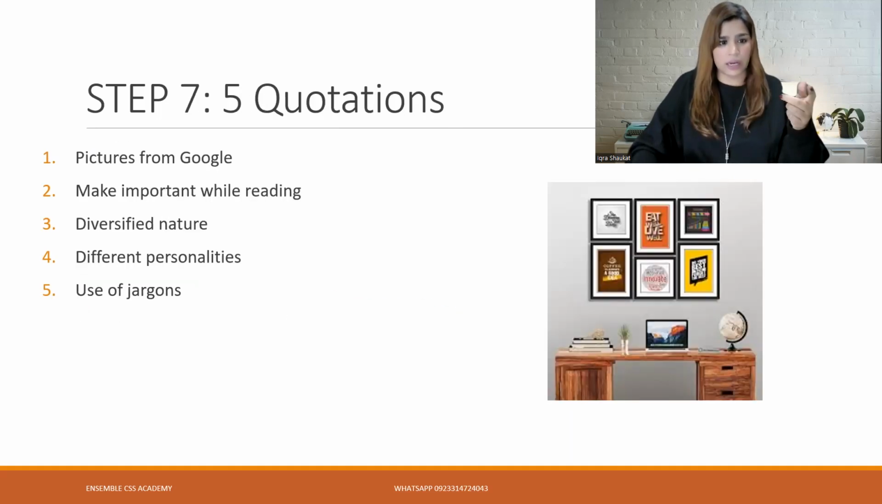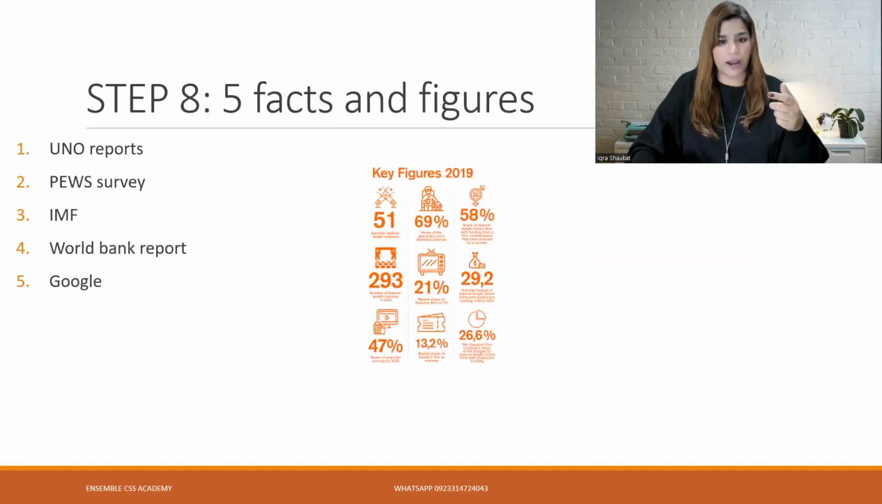Then comes facts and figures. For instance, there are several reports which provide periodic stats and figures, so I would suggest keeping it that way. You can get facts from the UNO report, Pew survey, IMF report, World Bank, and the easiest is to just Google it. At the top, write "Google five facts and figures," and you will end up there.